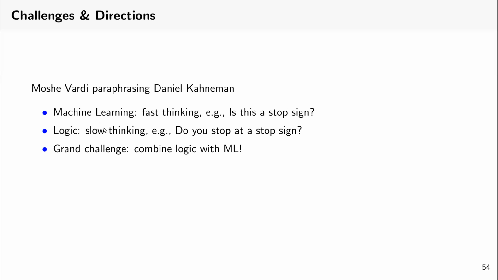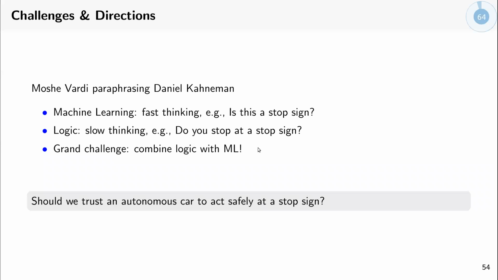And the second part is the slow thinking, which is the logic part. The question is, if the vision recognizes some stop sign, do we need to stop at this stop sign? So there's some symbolic reasoning behind it, right? And usually symbolic reasoning is slower. So the grand challenge is, how do we combine logic, slow thinking, with fast thinking, which is machine learning? And this corresponds to the question like, should we trust an autonomous car to act safely at a stop sign? To answer this question, we need to encompass both the fast thinking, the machine learning, the vision, the neural nets, and the slow thinking, the logic. So is the plan safe, is it better to stop here or not?